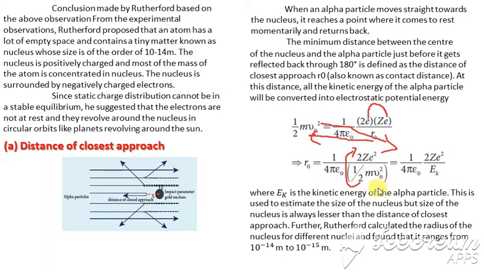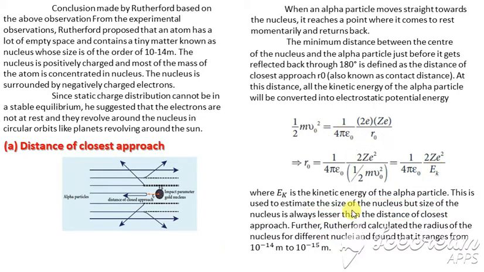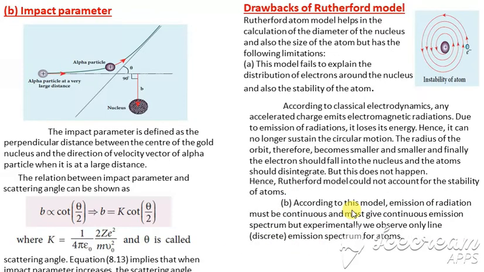Half mv square, that is the kinetic energy, can be written as Ek. The other terms stay as they are. This gives the size of the nucleus, the distance of closest approach, and its value ranges from 10 power minus 14 to 10 power minus 15. So this is the determination of the distance of closest approach.